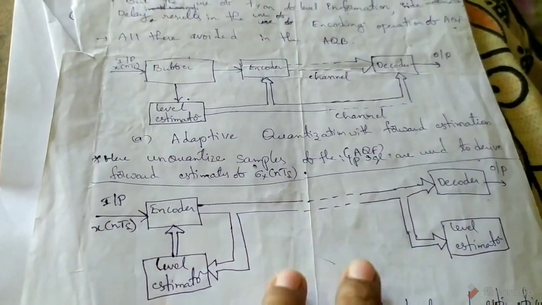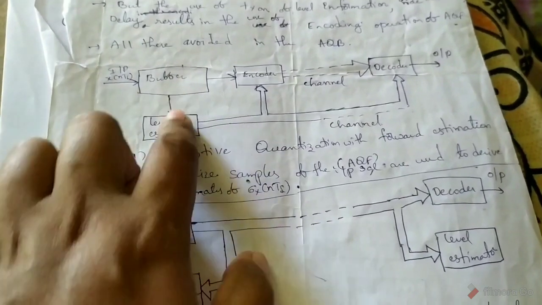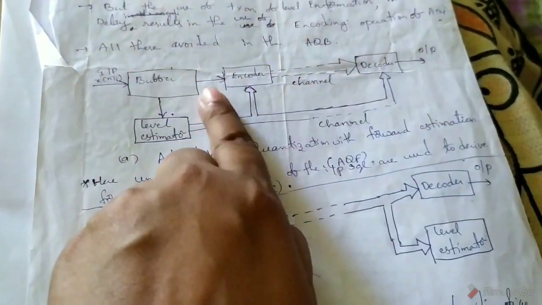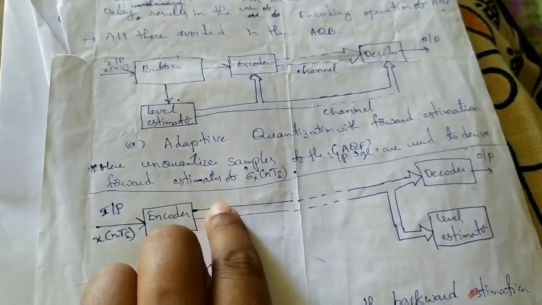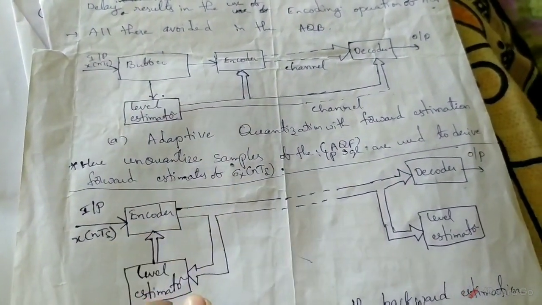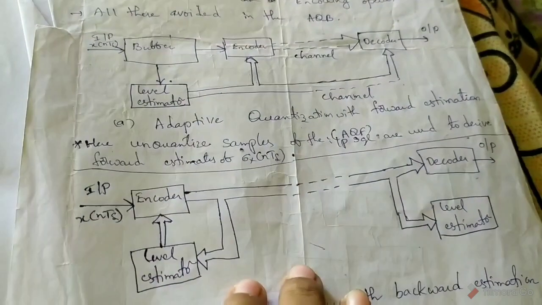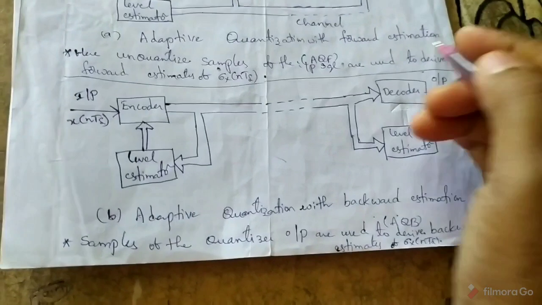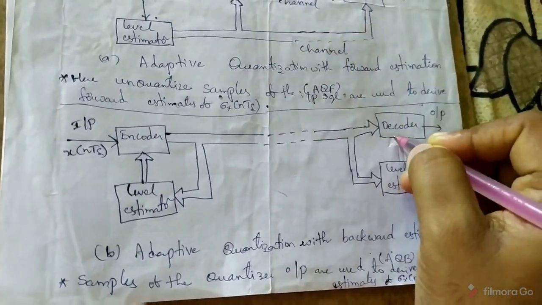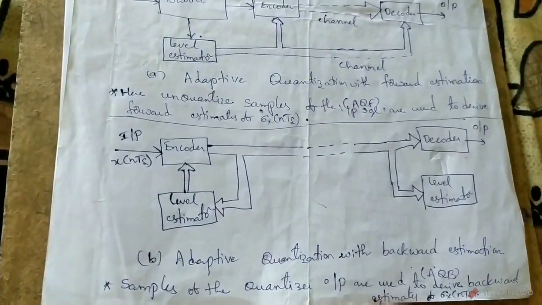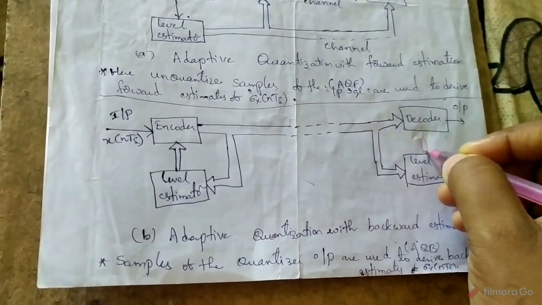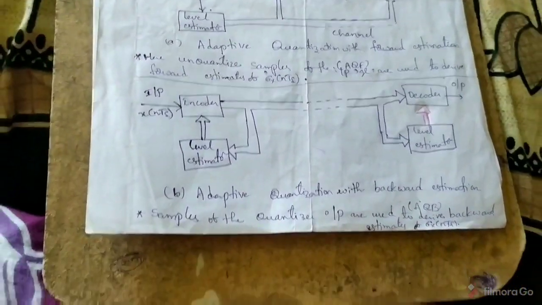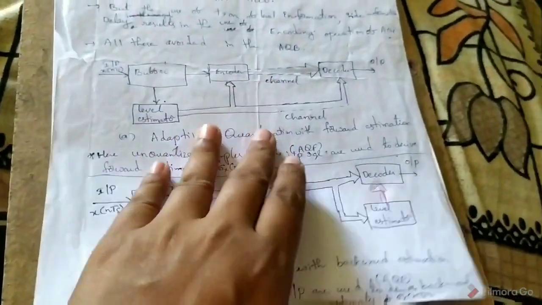So here the delay is decreased. Here it goes from buffer to level estimator to encoder to decoder, so the delay is more. Coming to this one, it directly collects from the channel. That's why the delay is decreased in the backward estimation. Here the arrow mark is there. My pen is also not working. Okay, somewhat it is better. Okay guys, this is about the forward estimation.